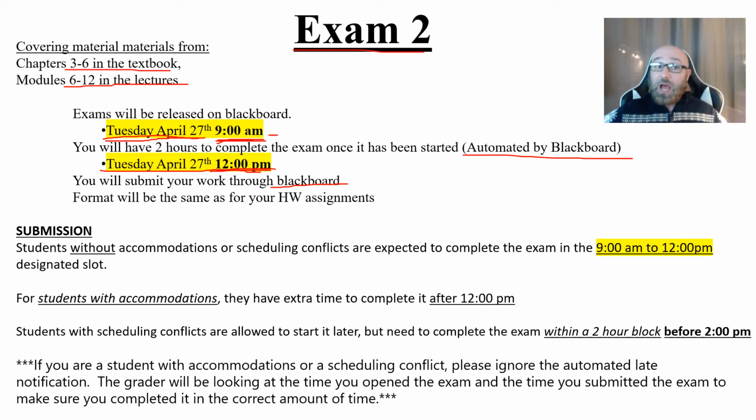Students without accommodations or scheduling conflicts are expected to complete the exam in that 3-hour block from 9 a.m. to 12 p.m. during that designated slot. Again, you only have 2 hours to complete it, but there is a 3-hour block. Now, if students do have accommodations, then extra time will be accommodated for them after 12 p.m. So if this is the case and you do have accommodations and it doesn't fit within this 9 to 12 period, please contact me individually and we'll make sure that you have the correct accommodations for you.